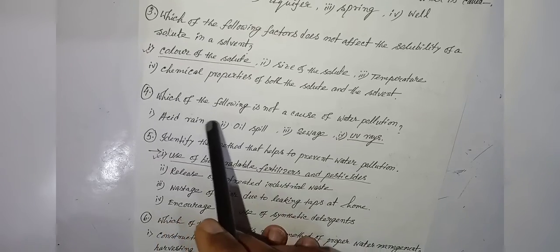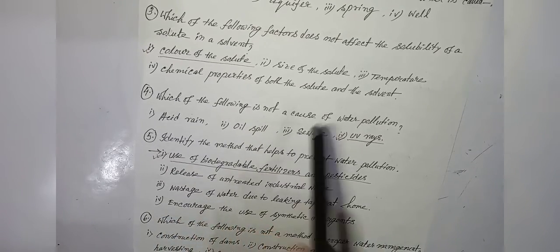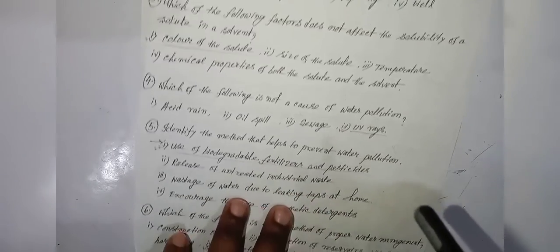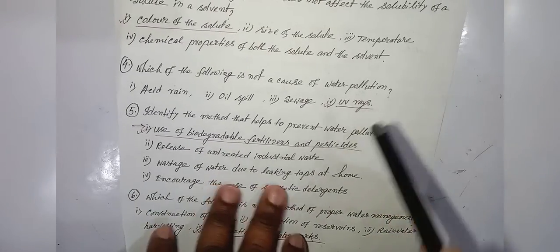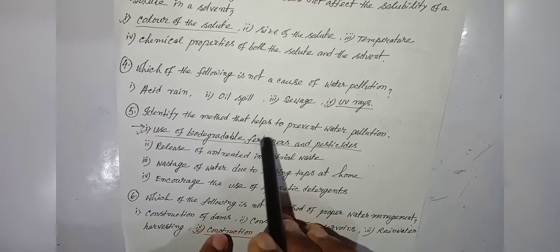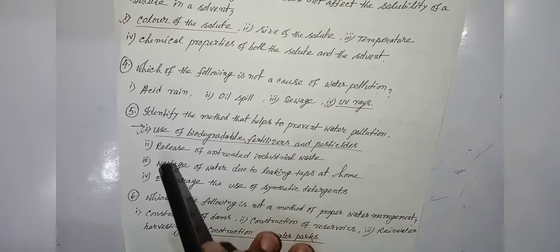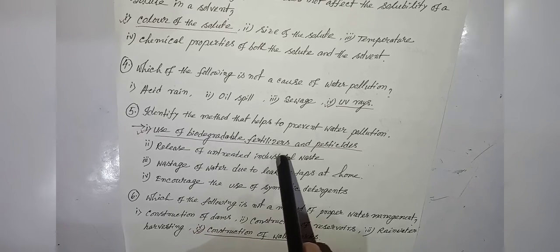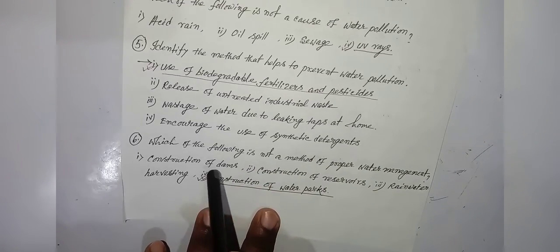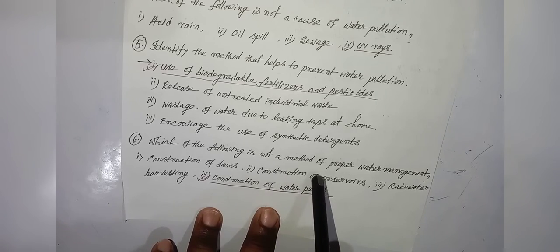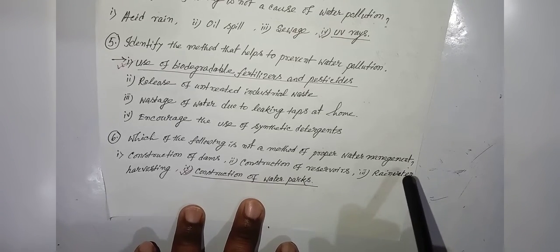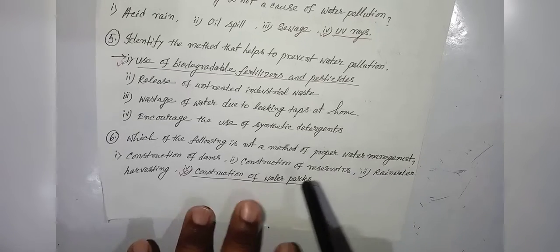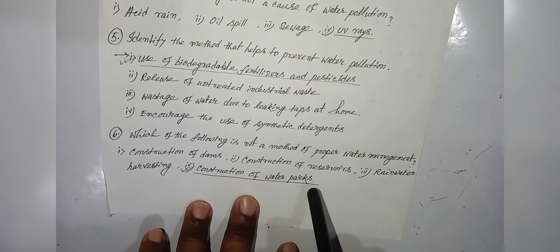Next part. Which of the following is not a cause of water pollution? UV rays. Identify the methods that help to prevent water pollution. The right answer is use of biodegradable fertilizers and pesticides. Which of the following is not a method of proper water management? The construction of a water park.